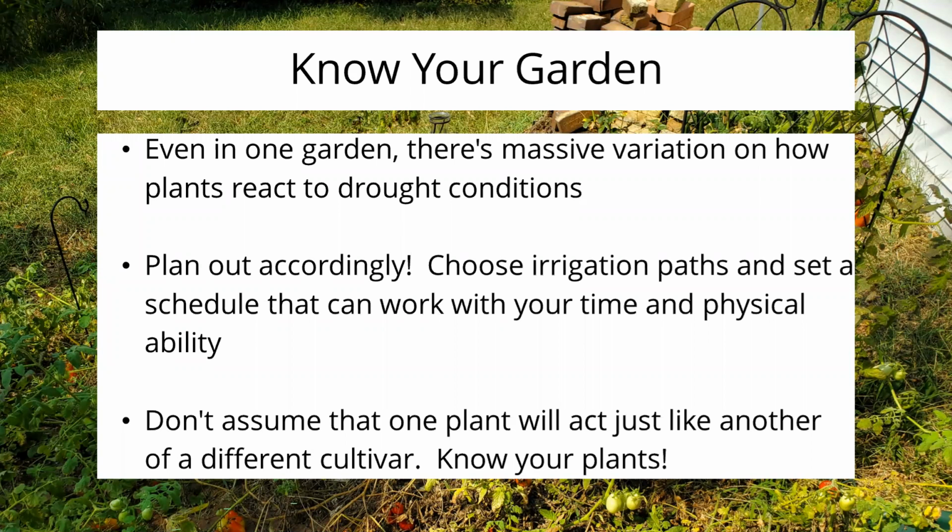The reason I'm saying this is plan out accordingly. Know the plants that you're putting in the ground. Choose your irrigation paths based on those plants. If I were going to put these 3 plants together in a garden, I'm going to focus my irrigation lines more towards the tomatoes than I will the sage. Set a schedule that's going to be able to work with your time and physical ability. For example, those sages and rosemary you see there, if you feel that you are not as physically capable of doing more of the watering work, those may be better choices to plant than other plants like tomatoes and peppers and other things like that.